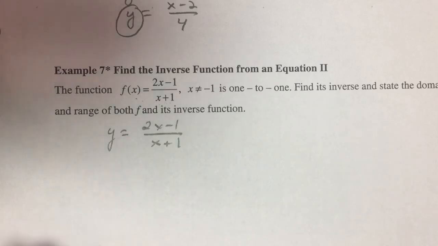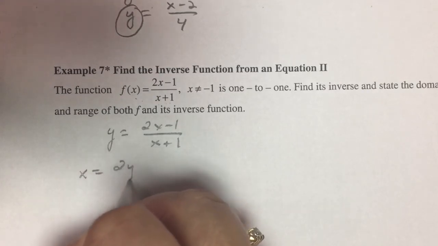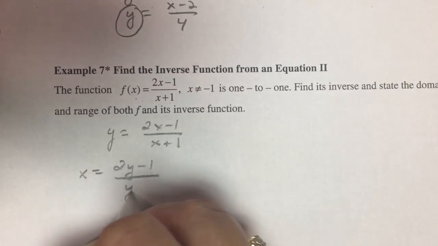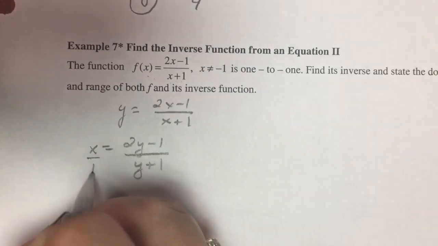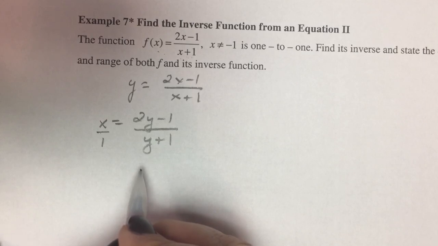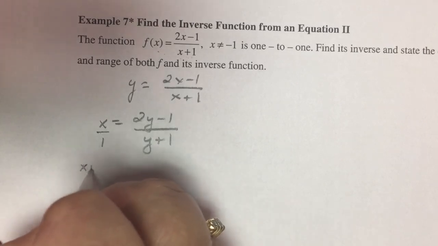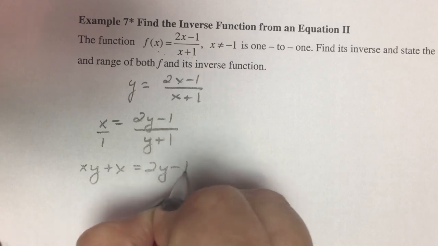Now I'm going to flip-flop the x's and the y's, exchange the domain and the range. So that would look like x equals (2y minus 1) over (y plus 1). Make sure both x's become y's. Now we need to solve this for y. This is going to be a little bit more complicated, but I want to show you the steps. So let's go ahead and cross multiply. So that would give me xy plus x equals 2y minus 1.